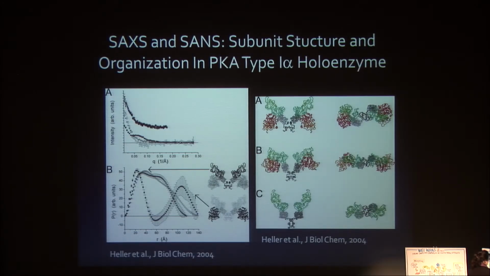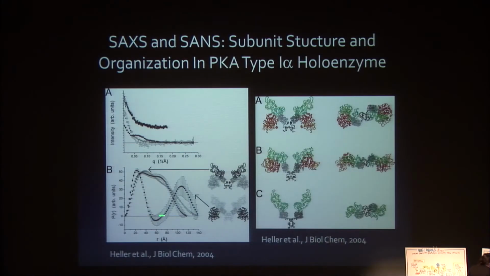And then this is an example of how we use neutron small angle scattering, and this is with the type 1 holoenzyme. These are the scattering data. The way you do these experiments is you deuterate one of the components of your complex, and then you put the sample into different concentrations of D2O-H2O, so you do a solvent contrast series, and from that data you can resolve the individual scattering contributions of each of the subunits.